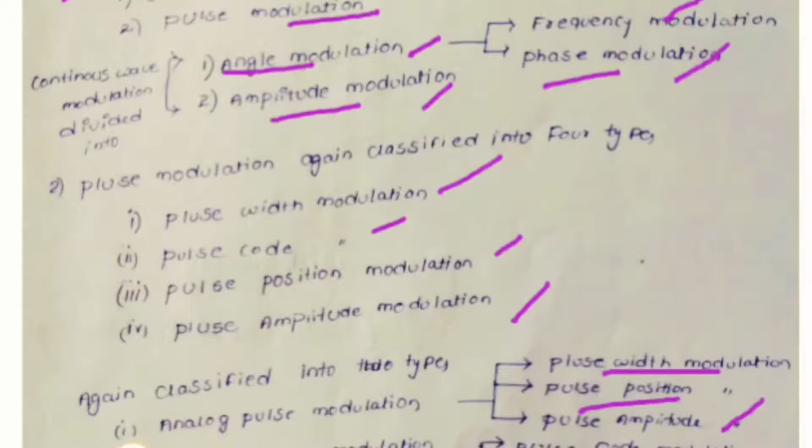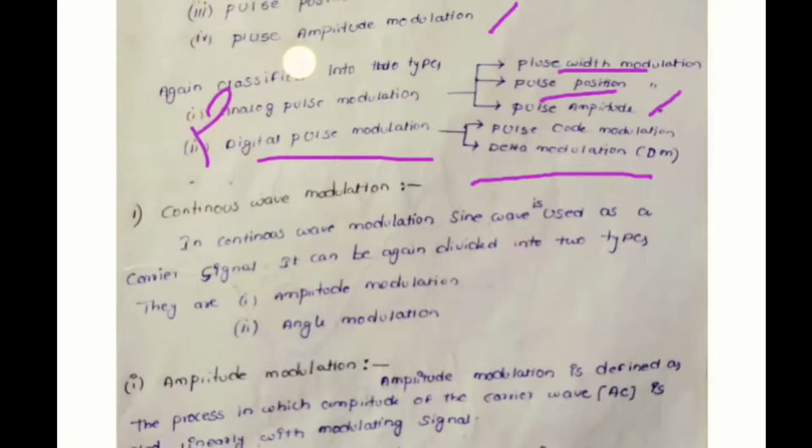What are the digital modulation techniques present? Pulse code modulation, PCM, and another one is DM, delta modulation. PCM and DM are the two digital modulation techniques we are using.